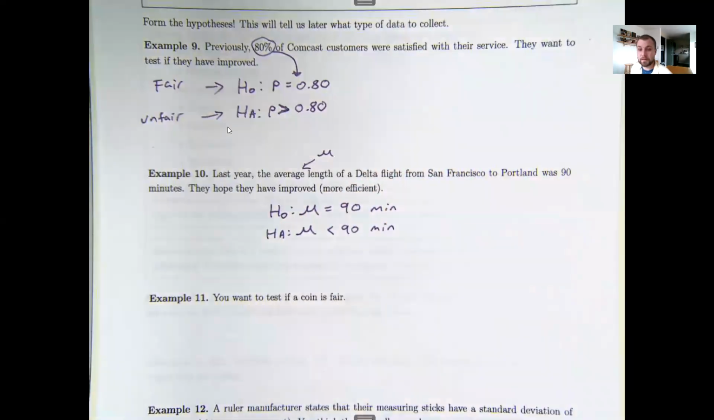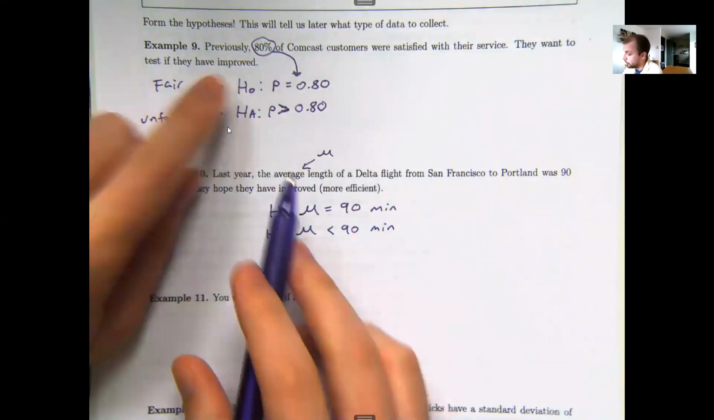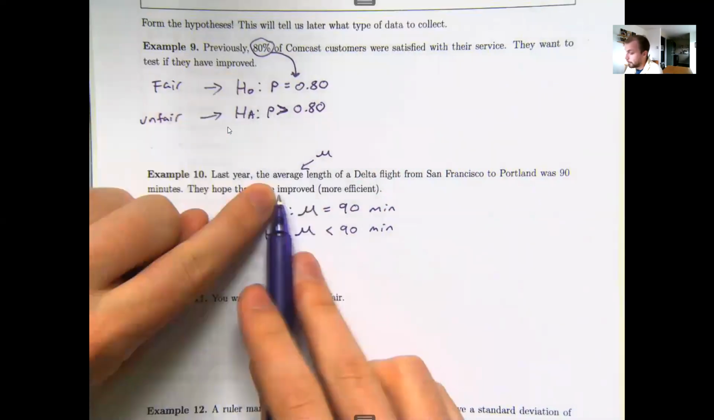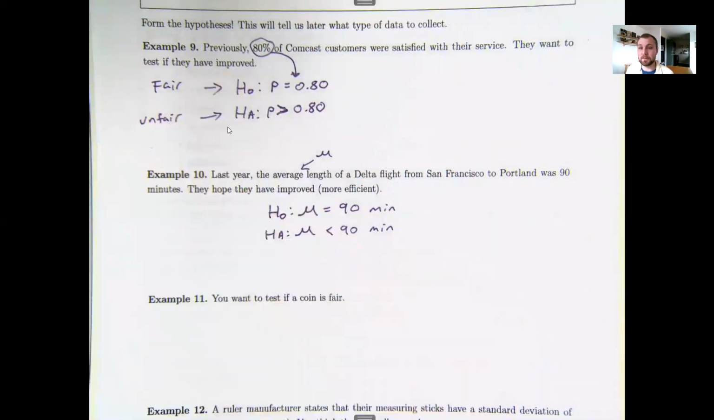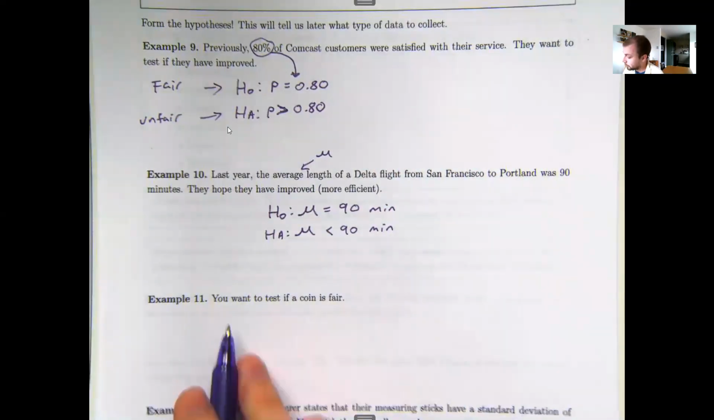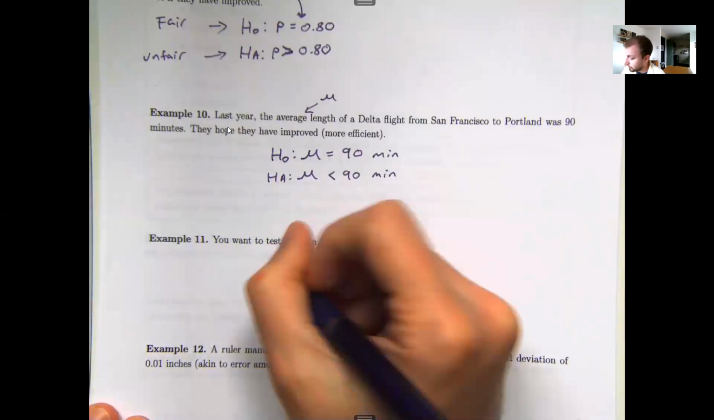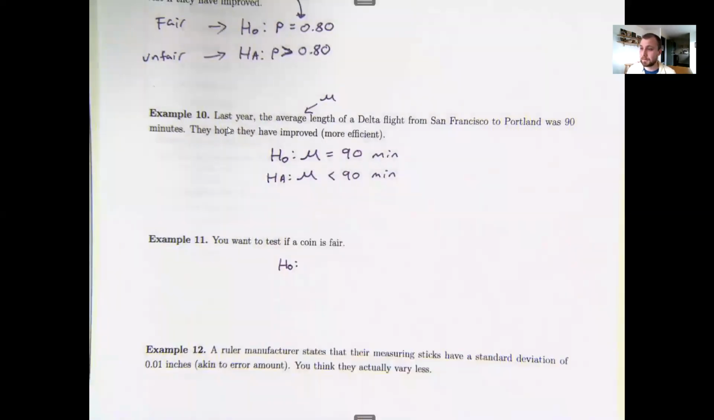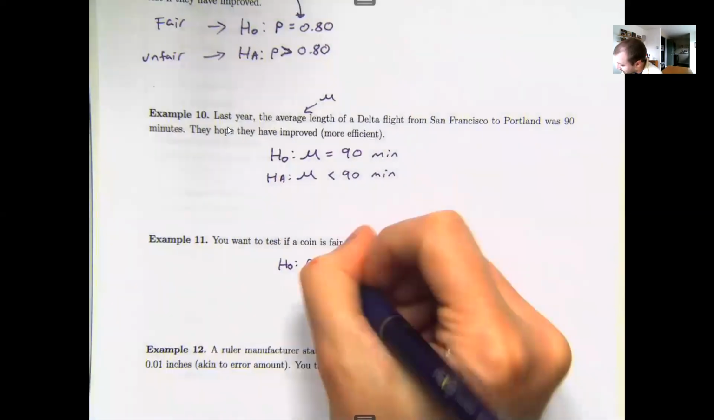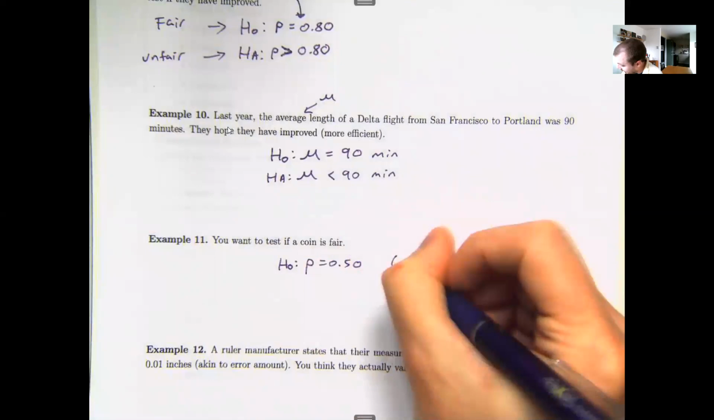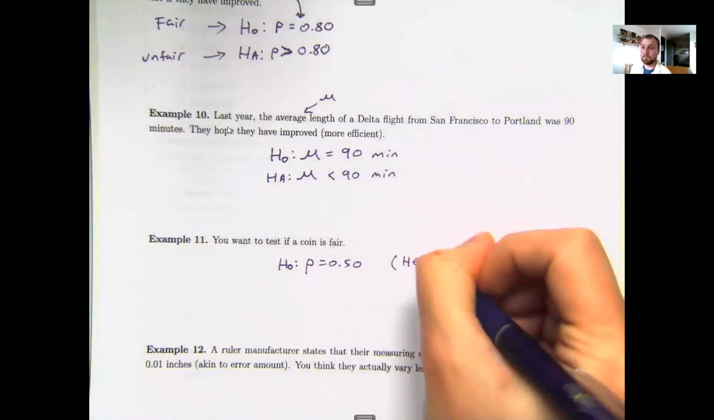There's no buzzword that absolutely tells me for sure which way these symbols should be. So for example, here improved meant more, and here improved meant less. So context matters a lot when determining your hypotheses. You want to test if a coin is fair. Well, let's think about what's going on with the coin. A coin has two sides, heads and tails. If it's a fair coin, I'm getting heads 50% of the time. I'm getting tails 50% of the time. So the null hypothesis will say getting heads 50% of the time.